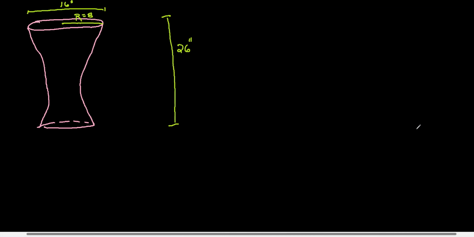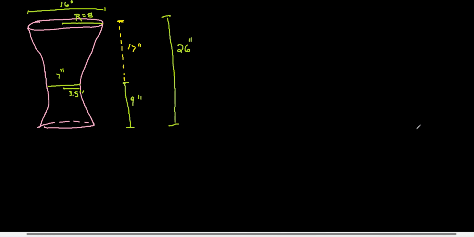Some other information they give us is that the minimum diameter is 7 inches. So this diameter is 7 inches. Or again, if I look at the radius, is 3.5 inches. And that minimum diameter occurs at a height of 9 inches up. So if we subtract the 26 minus 9, that would tell us that this missing piece here is 17 inches.